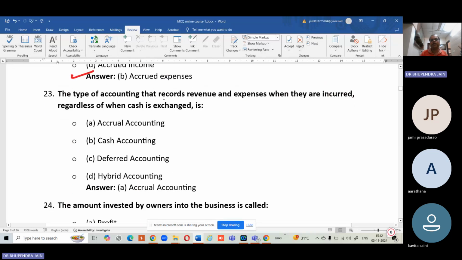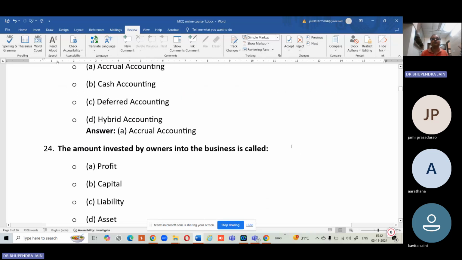The type of accounting that records revenue and expenditure when they are incurred, regardless of when cash is exchanged. So this is called the accrual system of accounting. So three systems of accounting. Number first is the cash system of accounting. How to maintain your books of account? On the basis of cash accounting, on the basis of accrual accounting, or number third is the mix-based hybrid.